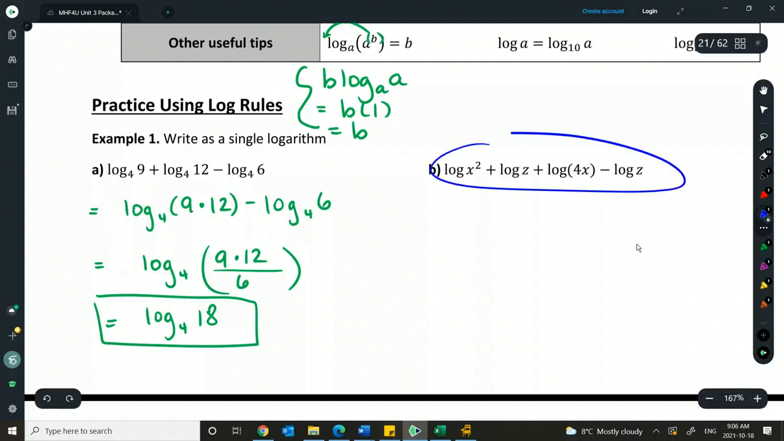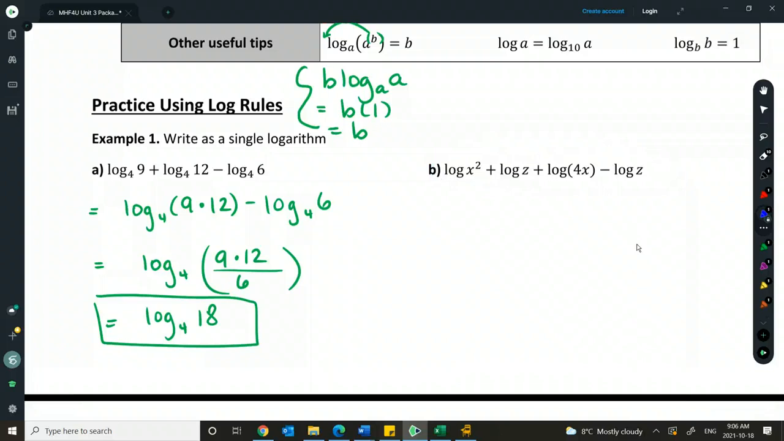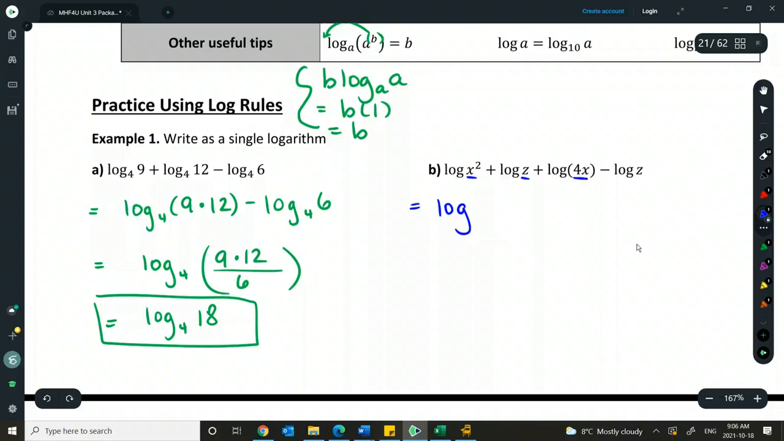Okay, let's look at the second one here. So I'm actually just going to start with these three because these are all sums, and then we have a subtraction. Also, I'm noticing that these are all the same base. These all have base 10. They're all the common logarithm. So I can express all of these insides as a product inside here. So it'll be x times z times 4x minus log of z.